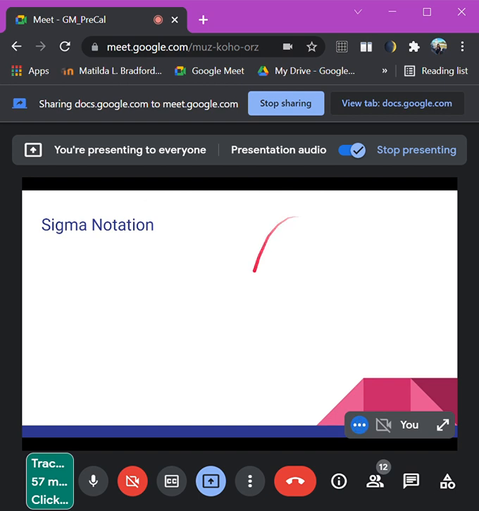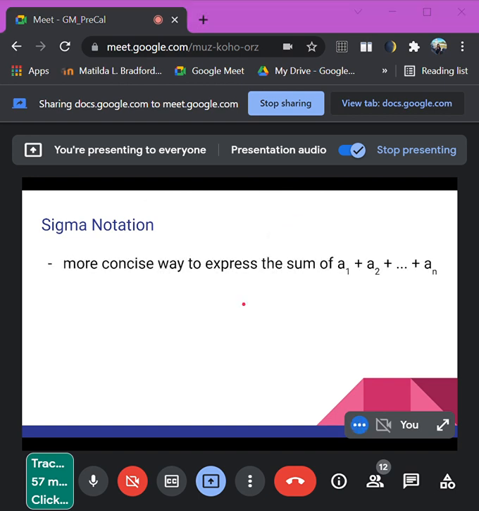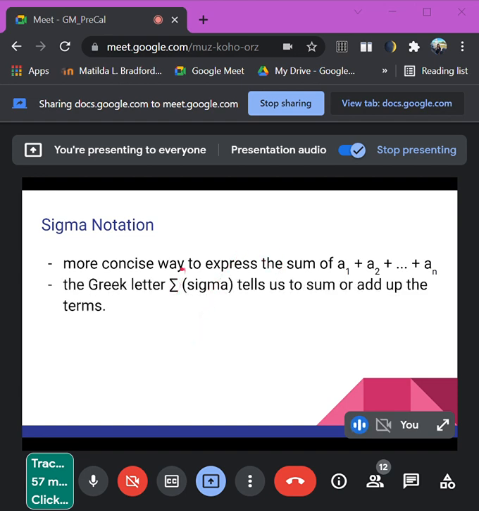Okay, so we have here, it is a more concise way to express the sum of the terms like a sub 1 plus a sub 2 plus a sub 3 and so on and so forth. The Greek letter kani siya nga forma, which is we called as sigma, tells us to sum or add up the terms. Okay, mo ni siya ang representation niya. So we can see this is our sigma notation. You have there na ay formulas, na ay k, na ay n.